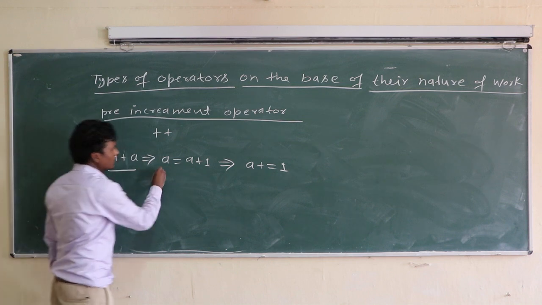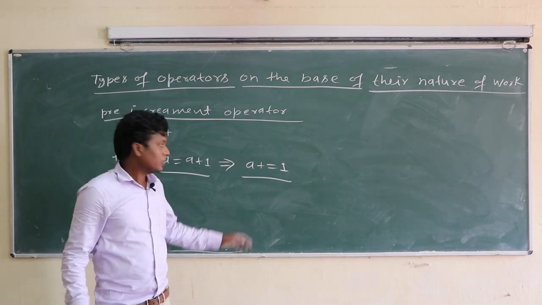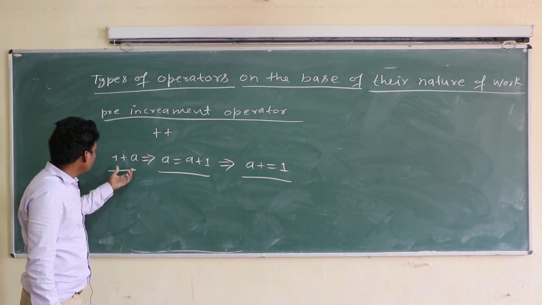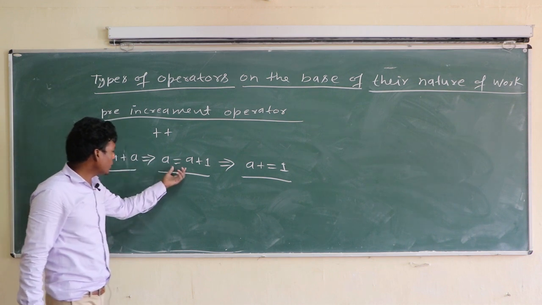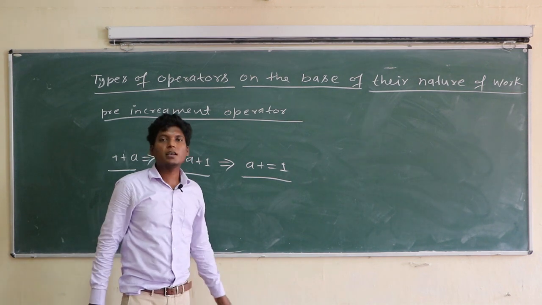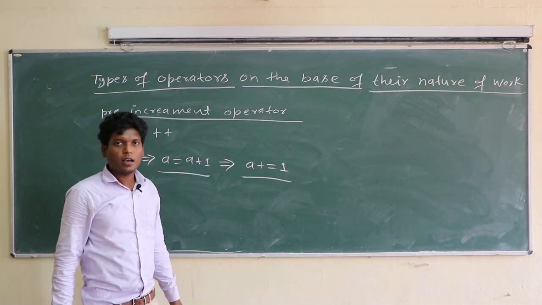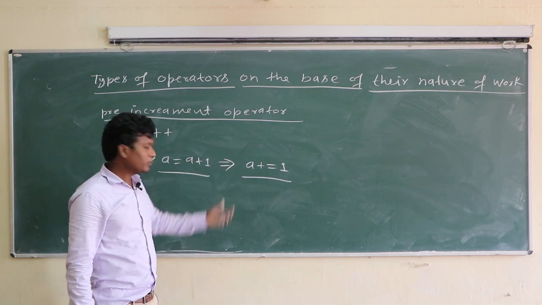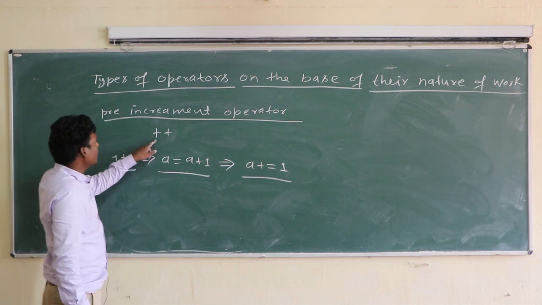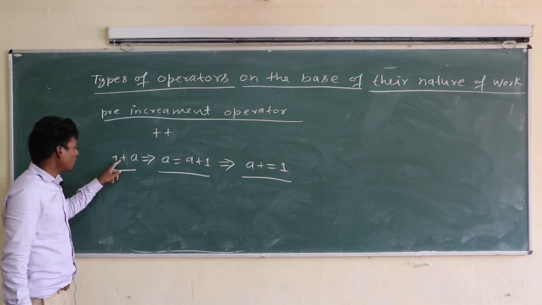So all three variants are the same. Either you can choose plus plus A, or you can choose A equal to A plus 1, or you can choose A plus equal to 1. All three types represent the same thing. This is the pre-increment operator.